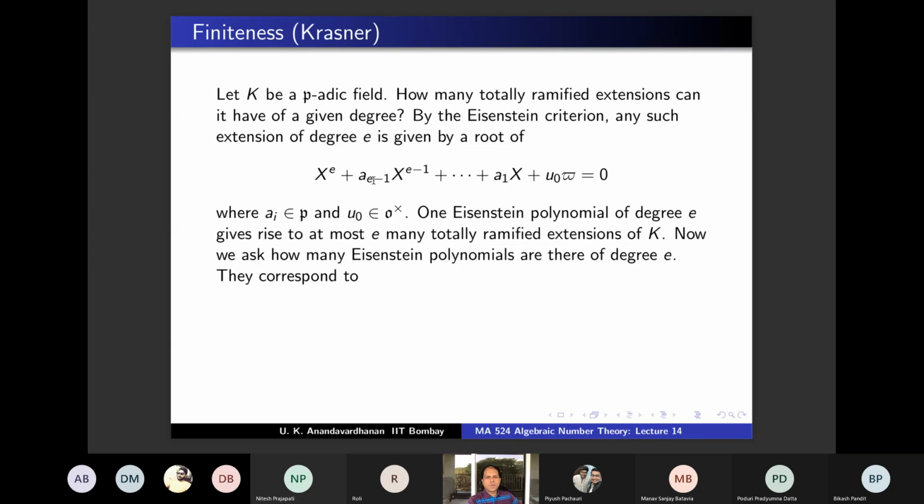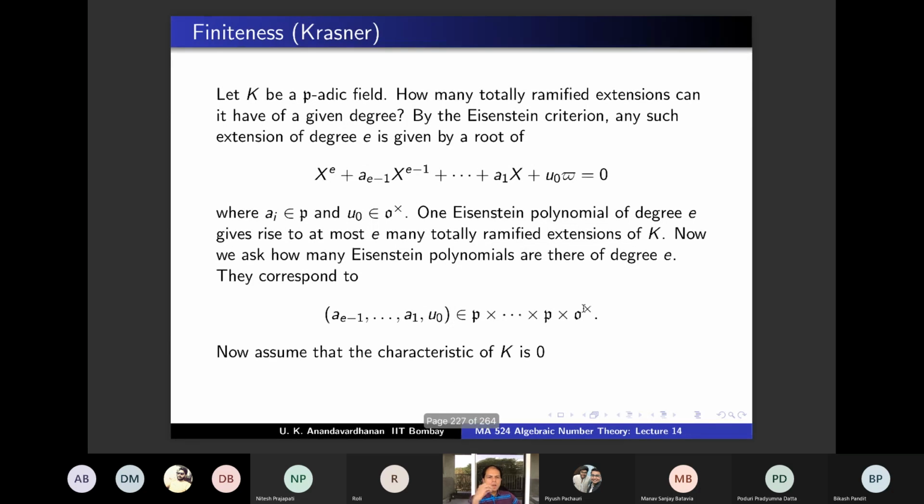It's the coefficients that you are interested in. So they correspond to this tuple, A_{E-1}, etc., A_1, U_0. And where is this tuple? This is in P cross P cross P, E minus 1 times O star. This is a unit in O star. So Eisenstein polynomials correspond to this particular thing. Assume that the characteristic is 0.